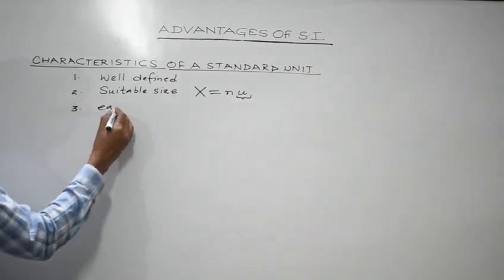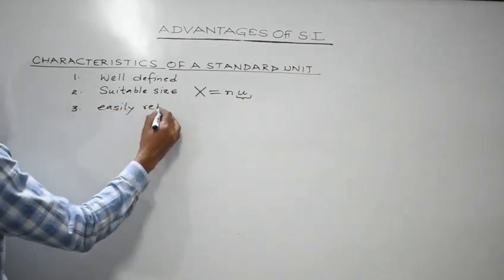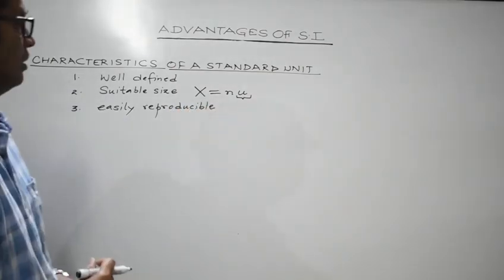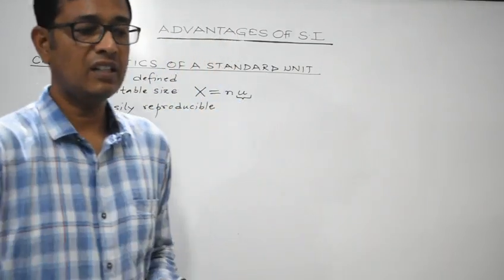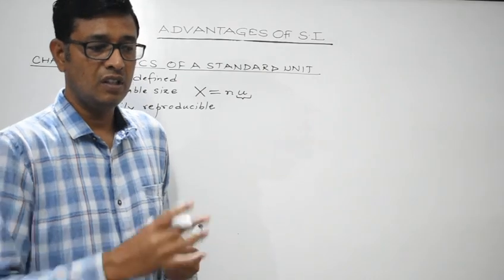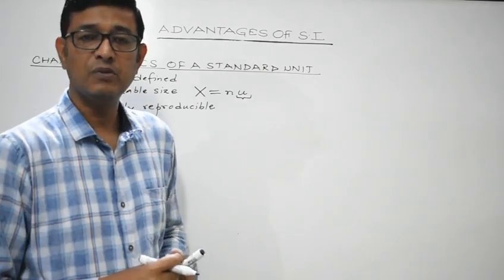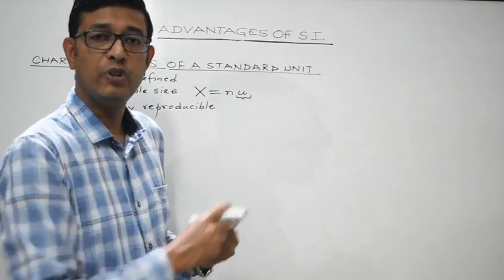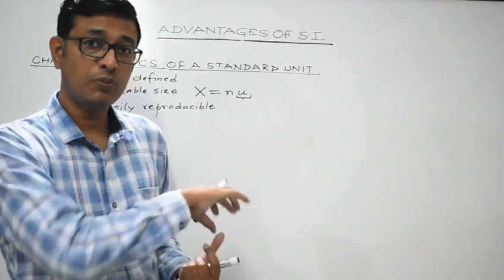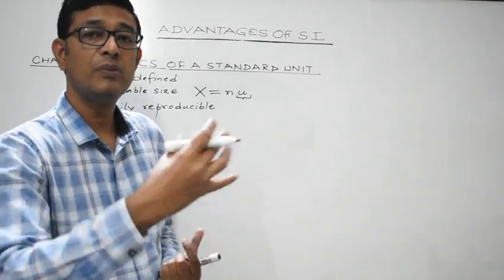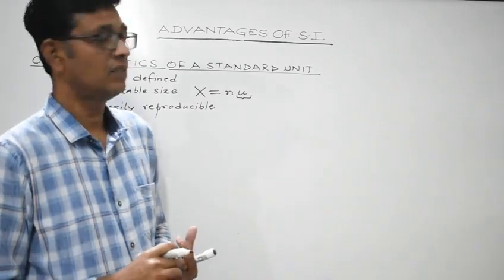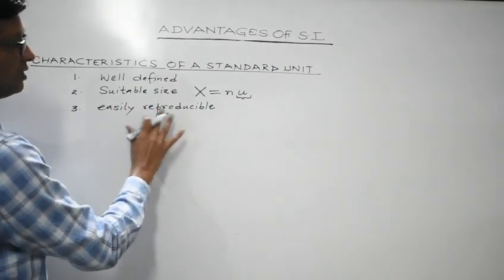Third, it should be easily reproducible. It must be easily reproducible. It means that, like for the definition of kg, what we have discussed was that an iridium platinum cylinder is kept at the International Bureau of Weights and Measures at Sèvres near Paris in France, right? So its prototype is to be reproduced at different places. It should be easily reproducible. That's the meaning. So any standard unit must be easily reproducible.